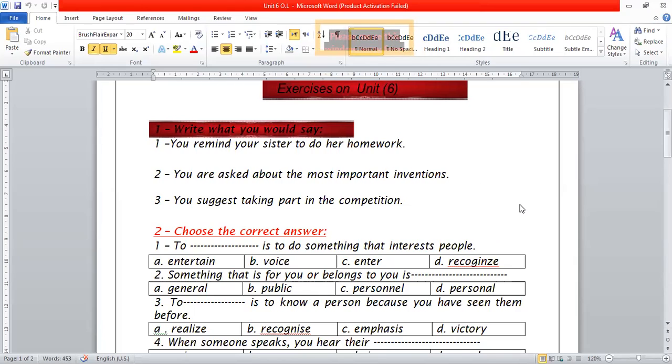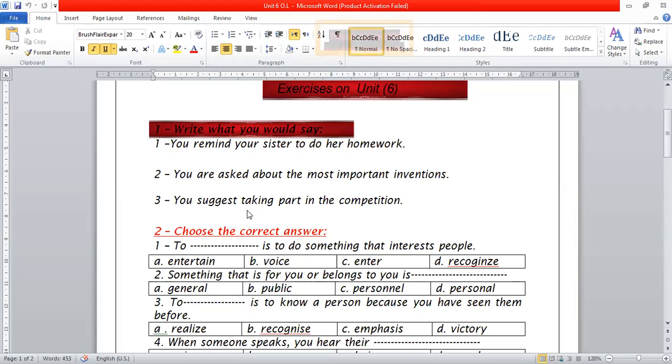Yes, Arwa Hussein? You are asked. It means that someone asks you about the most important inventions. I think it's the mobile or the internet. Raise your voice, please. The mobile. Very good. So you can say the most important invention, for example, is the mobile phone. Thank you.